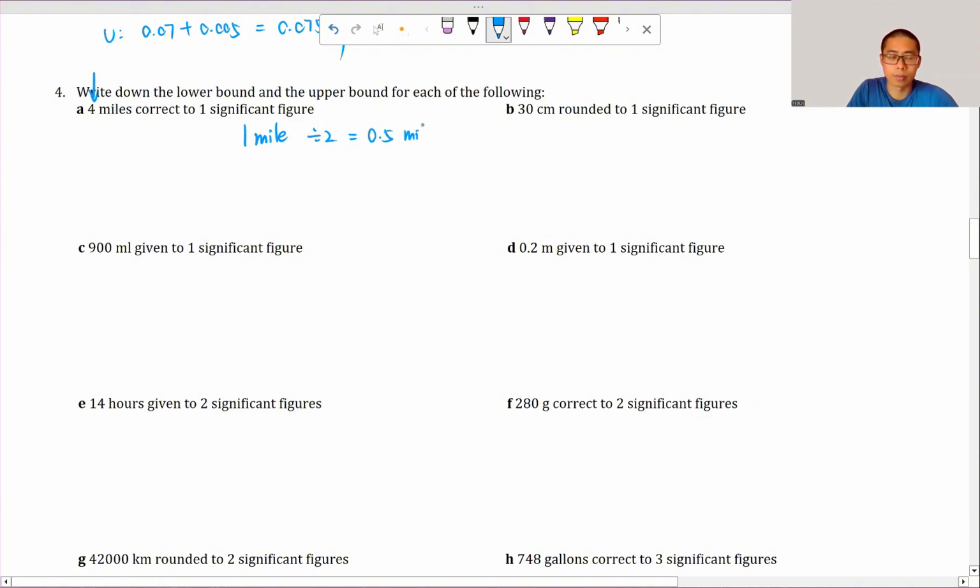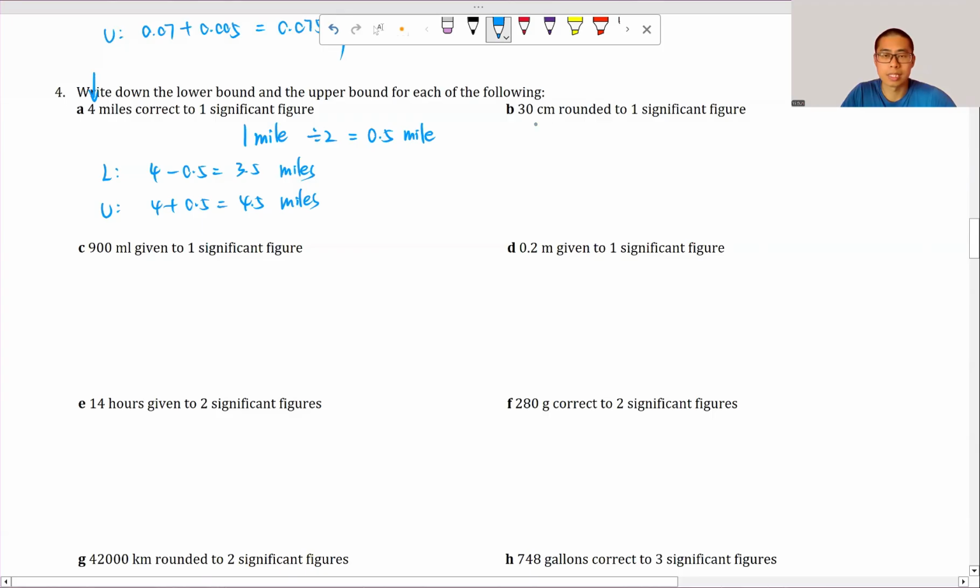So we divide 1 mile by 2, then we have 0.5 miles. And then lower bound is 4 minus 0.5, which is 3.5 miles. And the upper is 4 plus 0.5, which is 4.5 miles. That's how we're finding the upper and the lower bound.